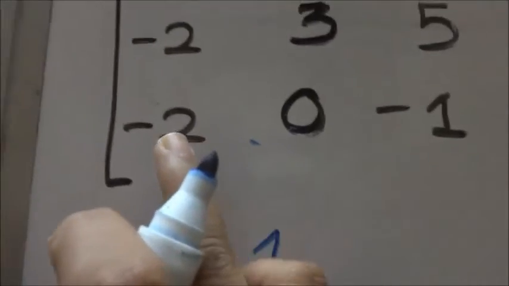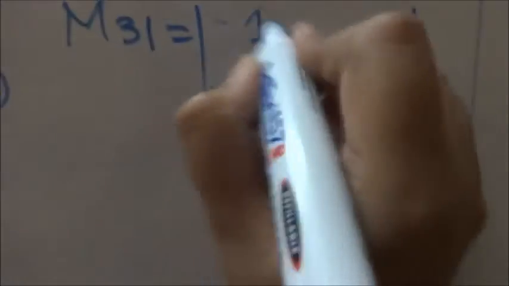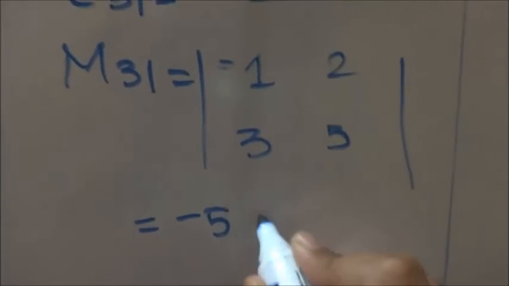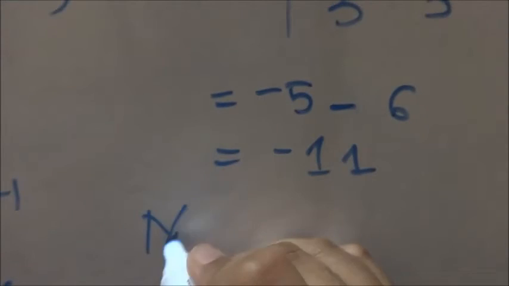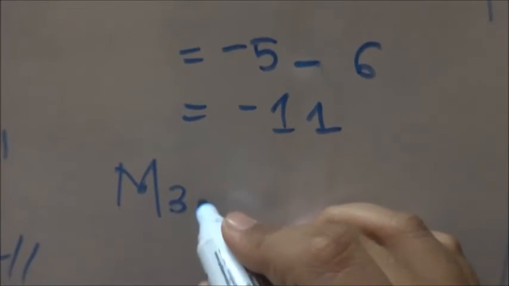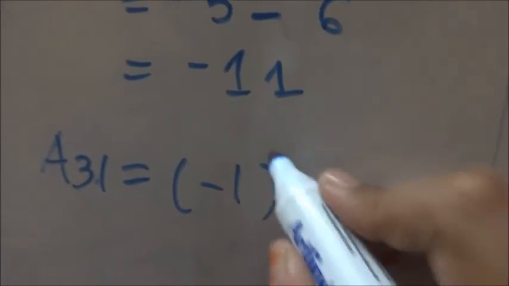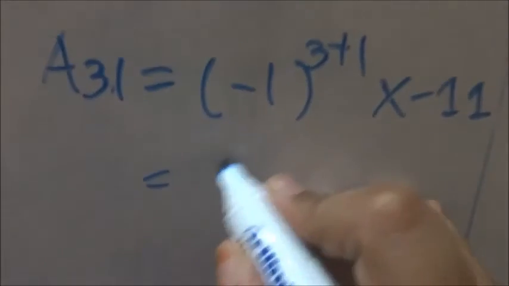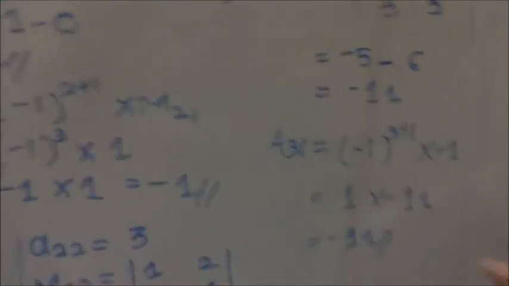Number lying, the four digits except from this third row and first column numbers, these four, minus 1, 2, 3 and 5. So cross multiply, minus 1 into 5 is minus 5, minus 3 twos are 6, that would be minus 11. Now M31, minus 1 raised to 3 plus 1 into minus 11. Since the power would be 4, which is even, so it would come positive into minus 11, that would be minus 11. Now next, A32 and A33 are remaining.